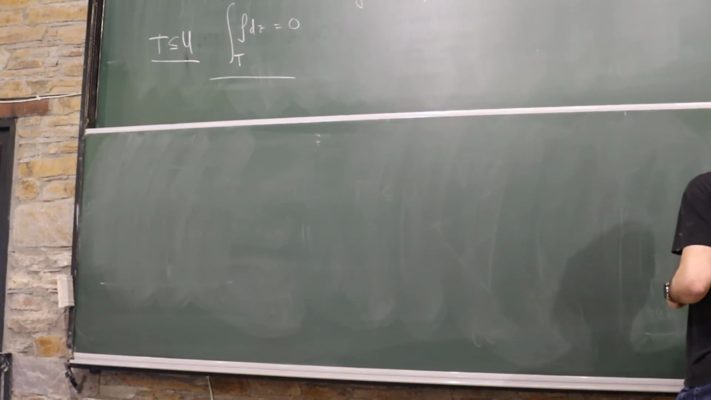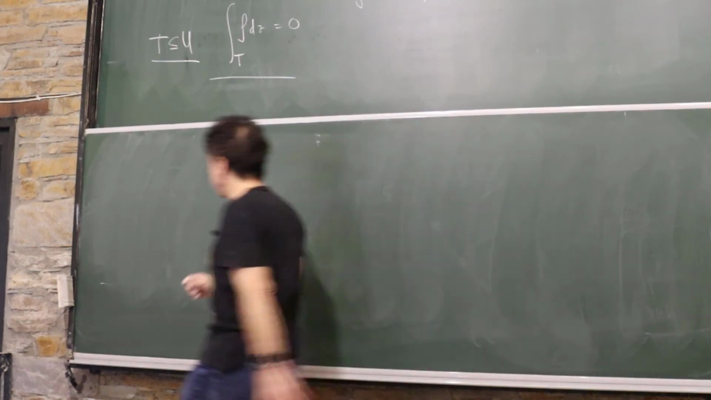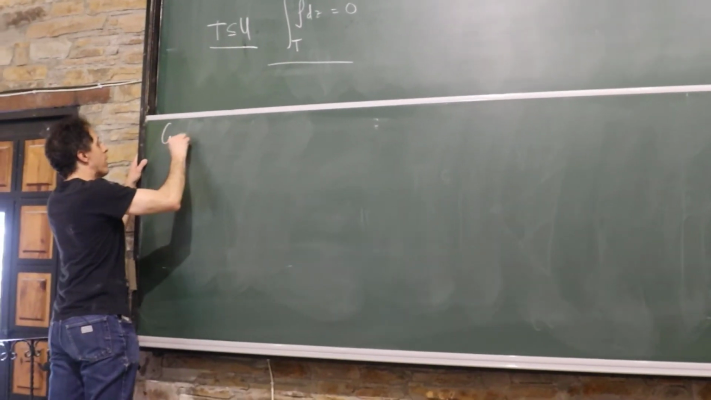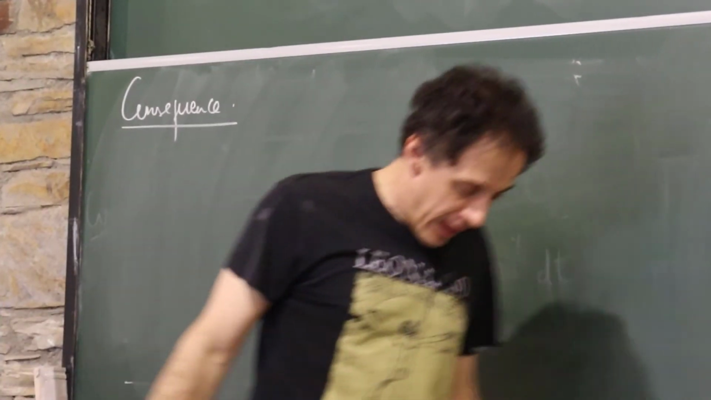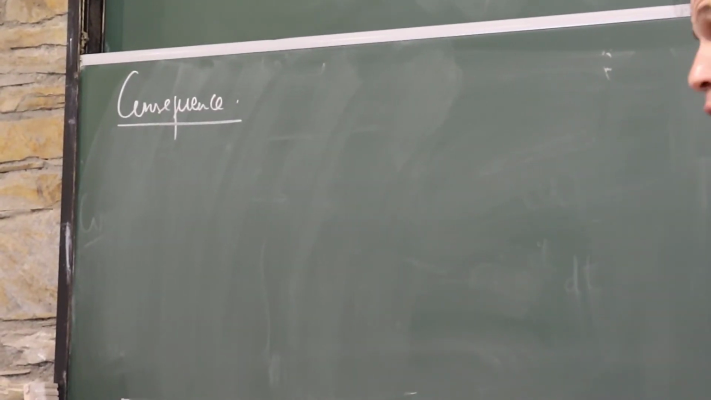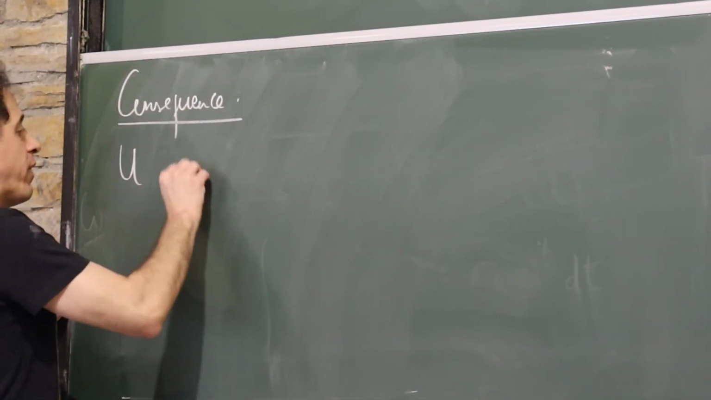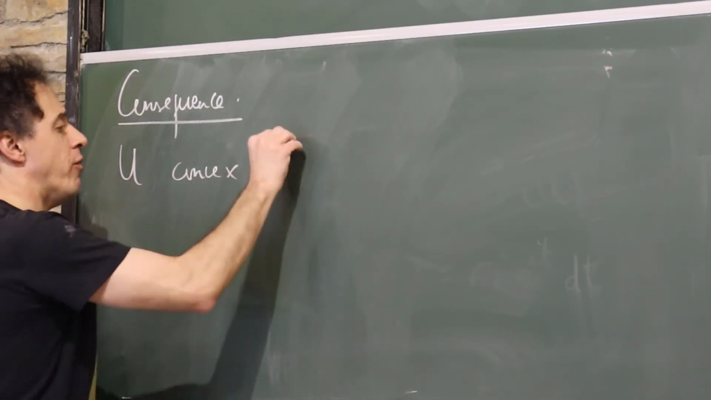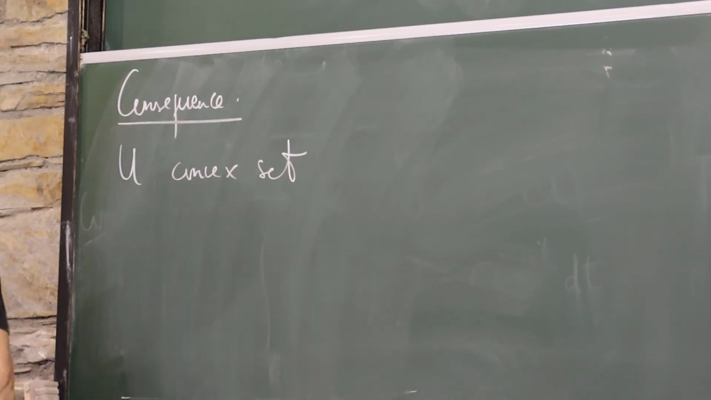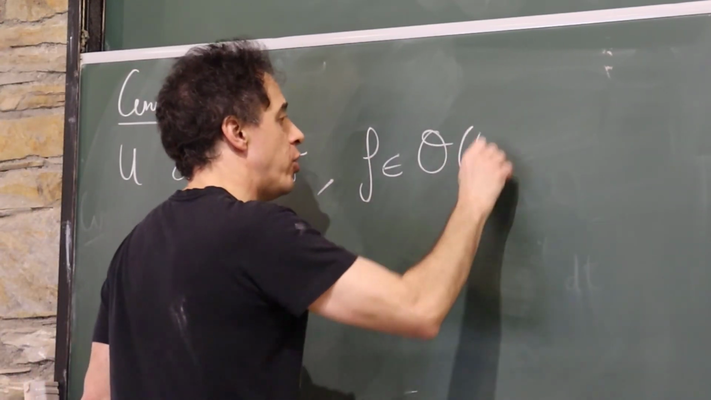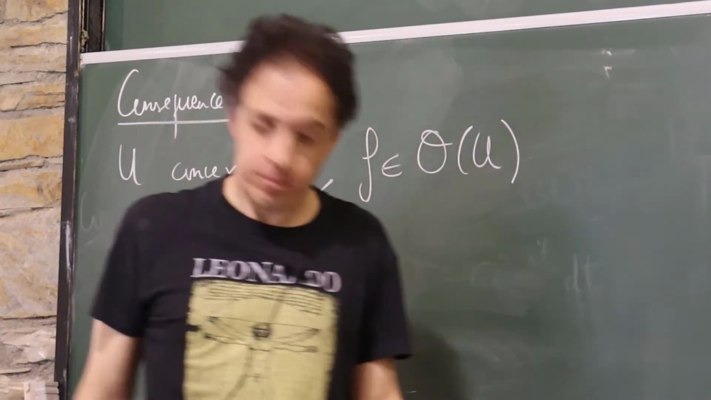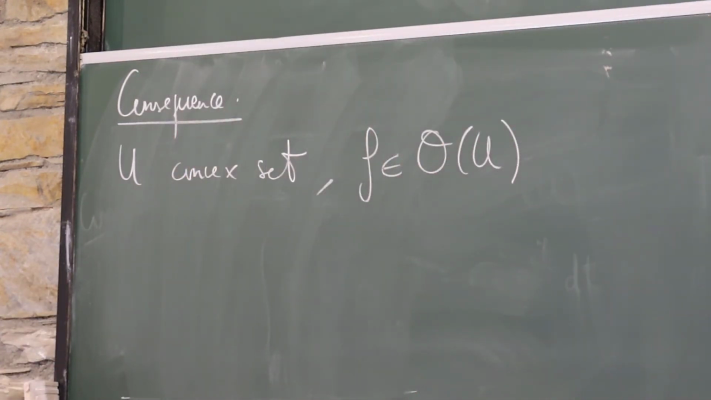So a consequence of the previous result, Goursat's theorem, would be the following one. Assume that U is a convex set, for instance, a convex open set, and f is holomorphic in U. Then f has a primitive.